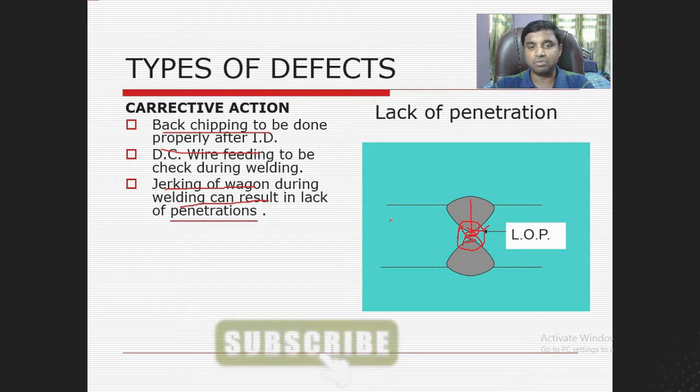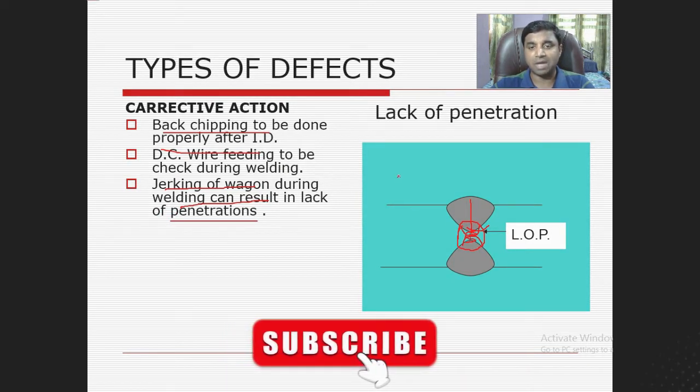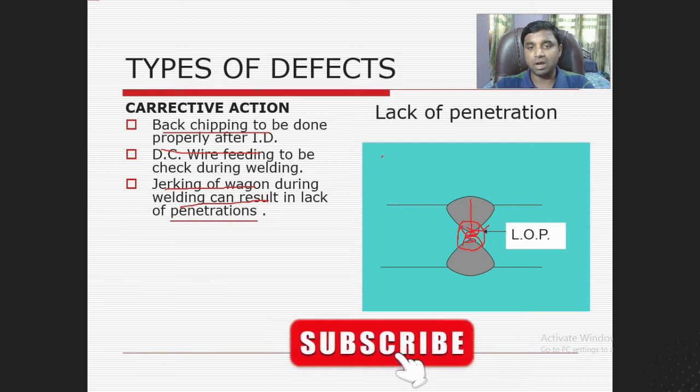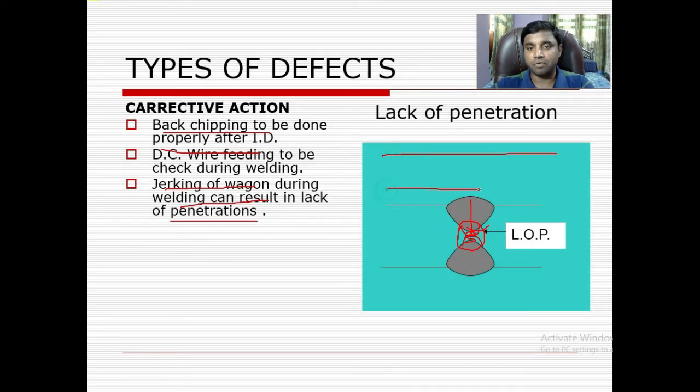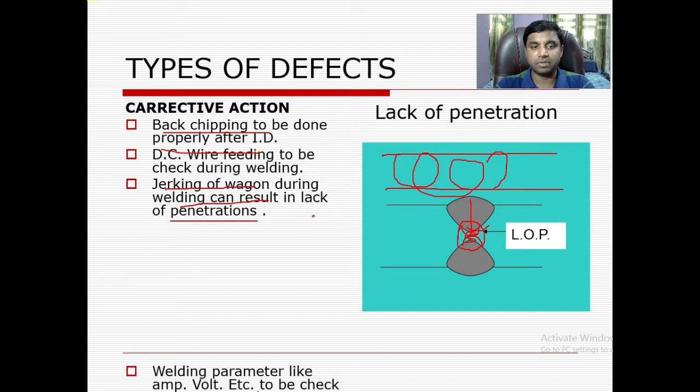So if you see there is jerking in the wagon, meaning the pipe is going on a wagon. You see this type of wagon is there, and the pipe is going on this type of wagon, and the welding joint is going on in this way. So jerking of wagon during welding can result in lack of penetration. If there is jerking in the wagon, definitely lack of penetration could be there.